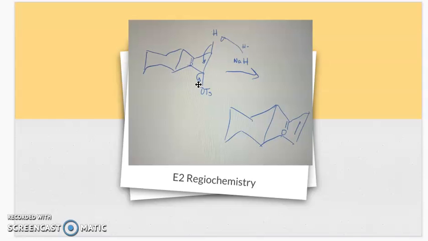Now an E2 reaction proceeds via a concerted mechanism, which means that everything happens at once. This is similar to an SN2 reaction, and it is also important to note that just like an SN2 reaction, an E2 reaction is bimolecular, which means that the substrate is weakly coordinated to the base and the leaving group at the same time.